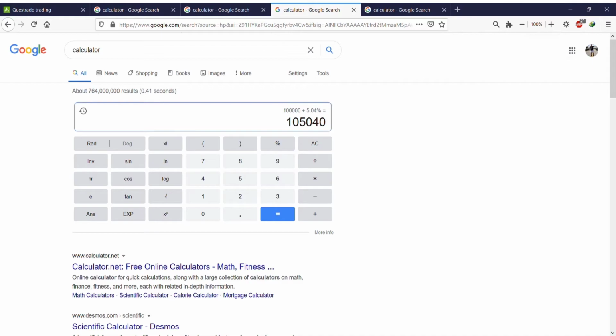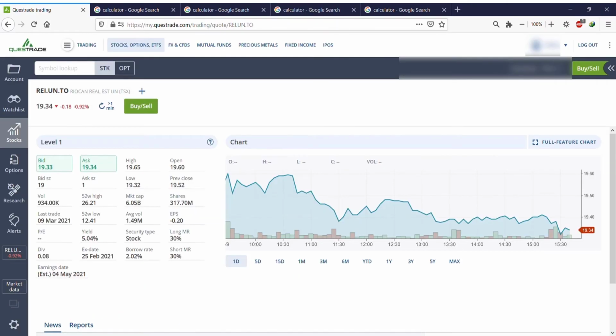Okay, this is calculated, I think, yearly. And if you want to know how much monthly it is, you can take that $5,040 and divide it by 12. As simple as that. So each month it's going to pay you $420 for your $100,000 investment. Okay, so that's how you can calculate dividend yield.